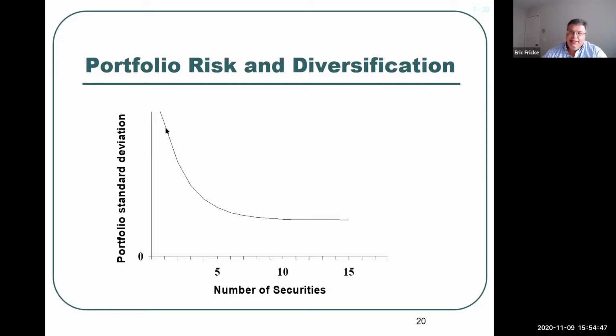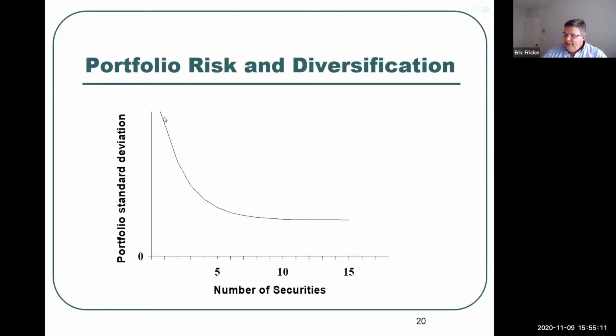And then I drew a line here. And this line represents what happens to portfolio standard deviation or risk when we keep adding more and more stocks to the portfolio. So think of it, what happens to portfolio risk when we diversify more and more and more.